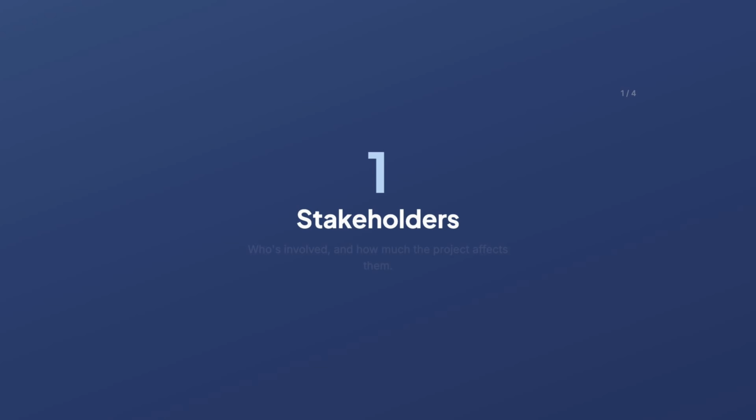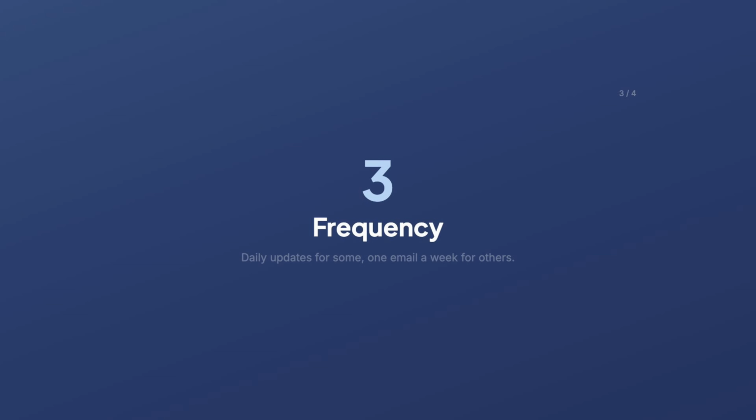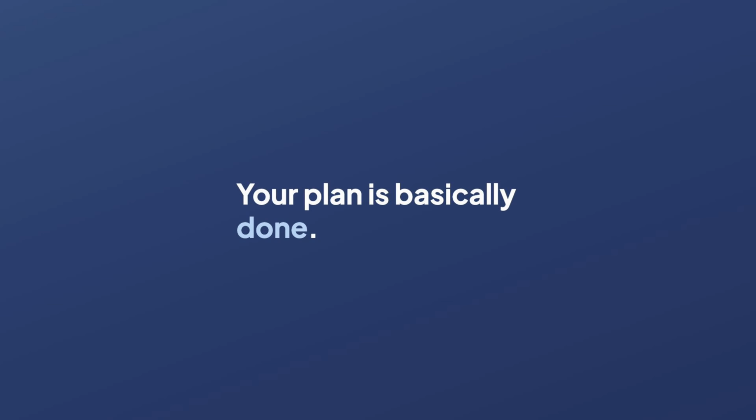To keep your plan from becoming another useless document, build it around 4 elements. First, stakeholders. Who's actually involved and how much the project affects them. Second, type of information. Status, risk, decision, scope change. These are different things, and not everyone needs all of them. Third, frequency. Some people need a daily update. Others are fine with 1 email a week. Fourth, channel. A Zoom stand-up, a Jira dashboard, a summary email. Once you've answered these 4 questions for every stakeholder, your plan is basically done.